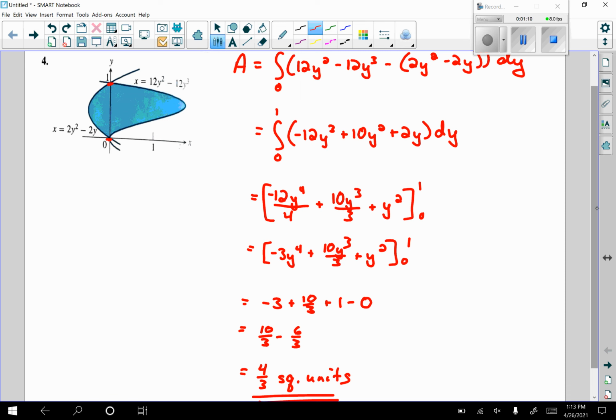So remember, with respect to x, it's our integral as x goes from this value to that value of our top curve minus our bottom curve. With respect to y, it's the integral as y goes from whatever value to whatever value along the y-axis, and it's our rightmost curve minus our leftmost curve. Here we didn't have to switch anything.